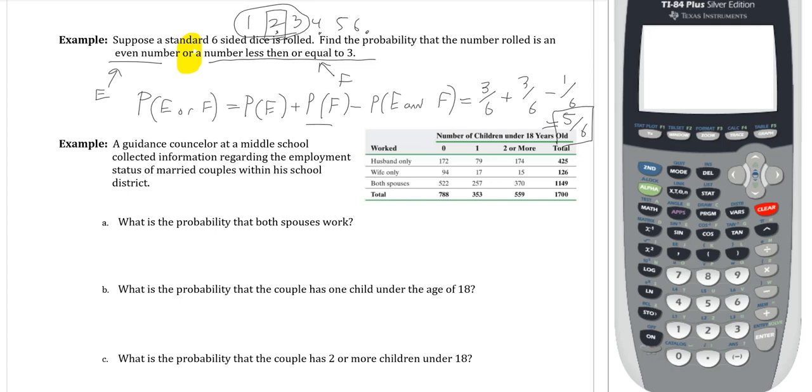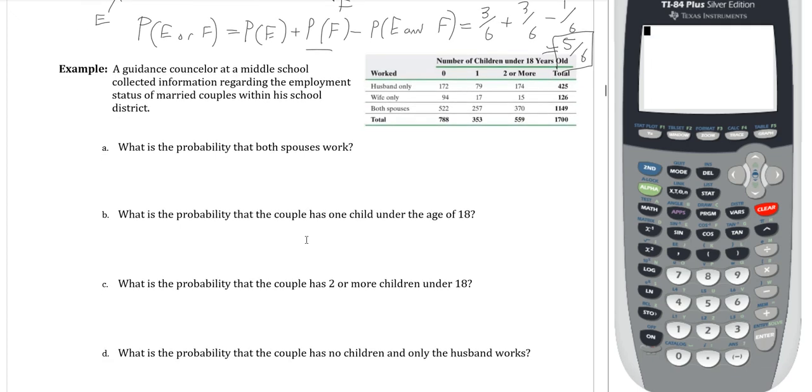Moving on, we have a guidance counselor at a middle school who collected information regarding the employment status of married couples within his school district. So we have this two-way table, or contingency table, as it is called in 4.4. First, the probability that both spouses work. All right, well, both spouses, we scroll over, we have 1,149 out of the 1,700. So the probability that they both work is 1,149 out of 1,700.